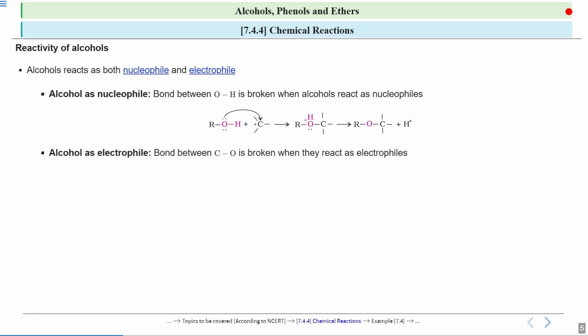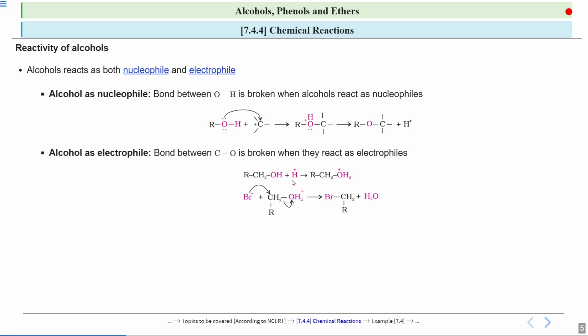Now next we will see what happens when your alcohol acts as an electrophile. If your alcohol acts as an electrophile, then the bond between carbon and oxygen is broken. Electrophile means it will be electron deficient. Now we have to somehow make this alcohol electron deficient. So what we will do is protonate this OH group. This is your alcohol which has this OH group, so we will protonate this hydroxyl group.